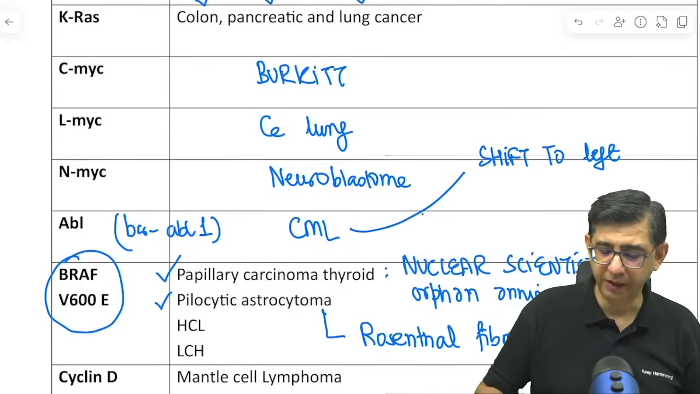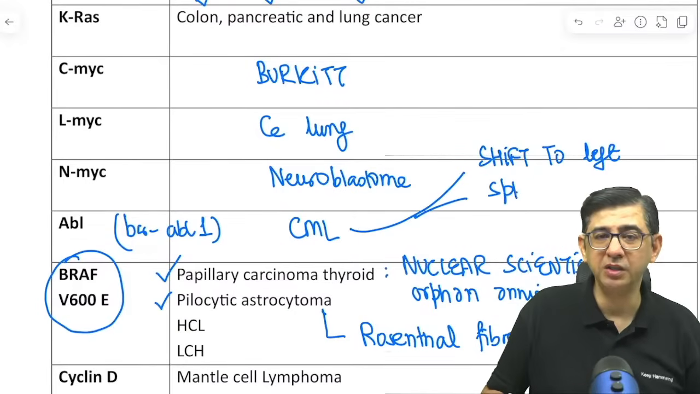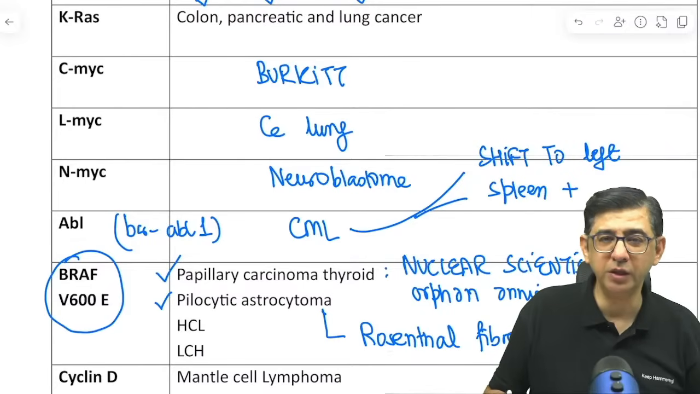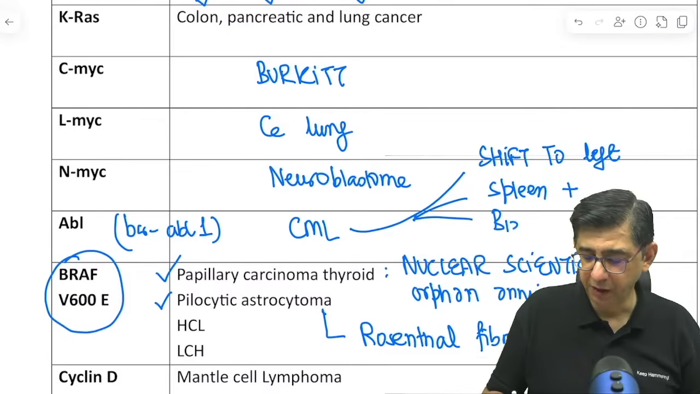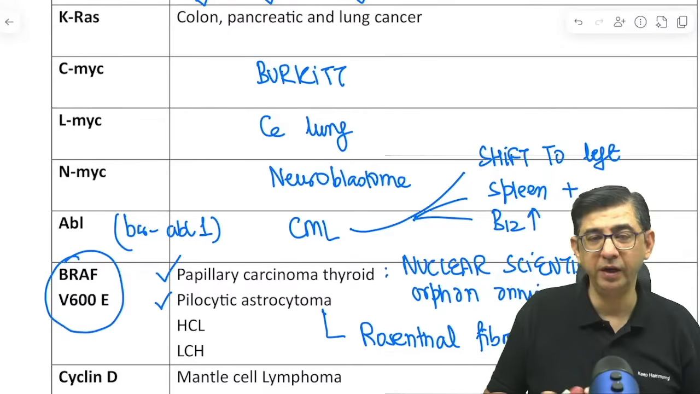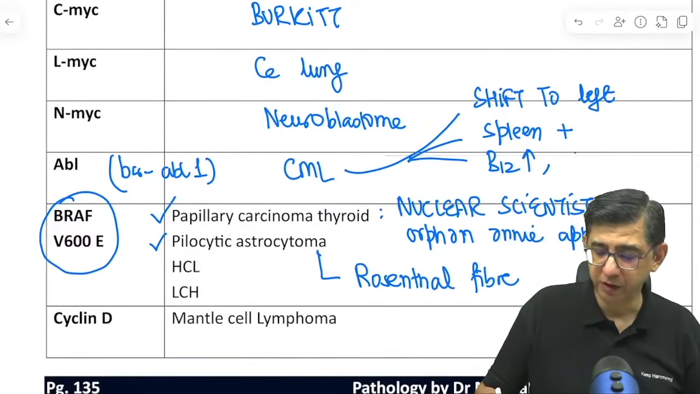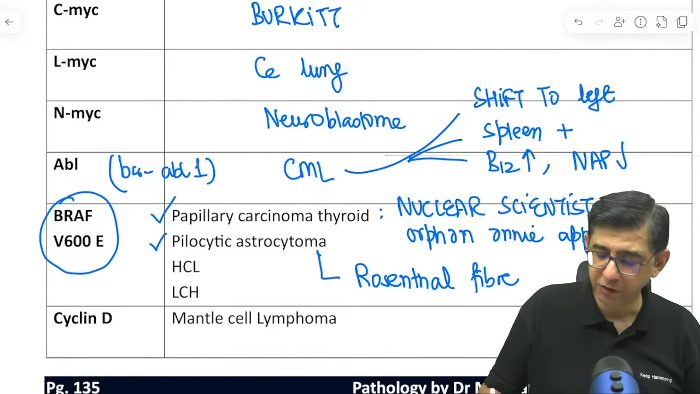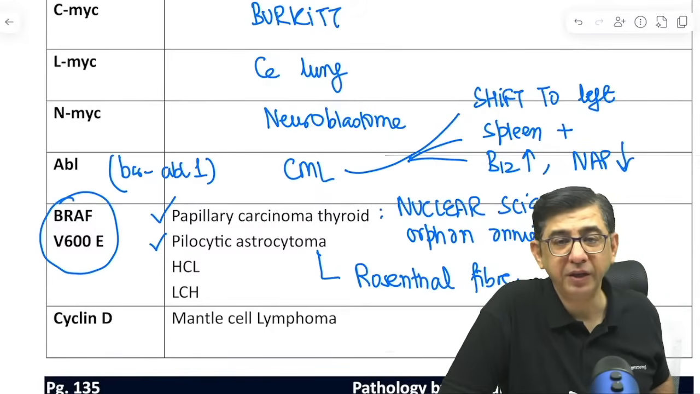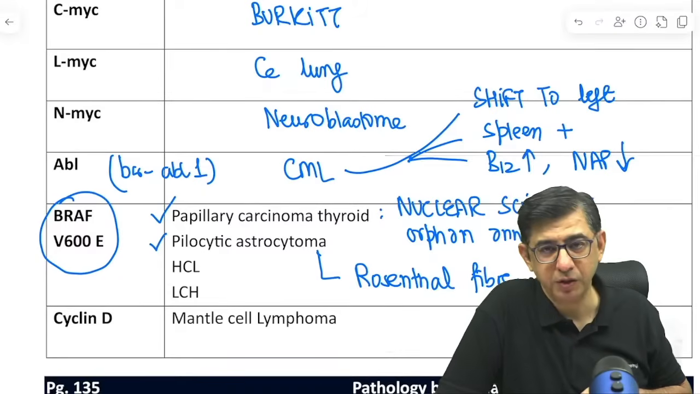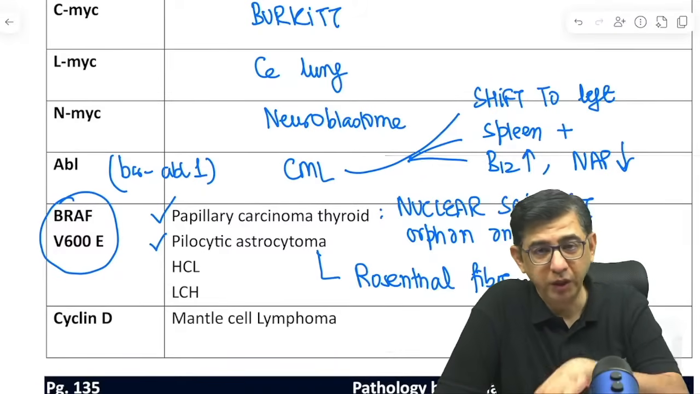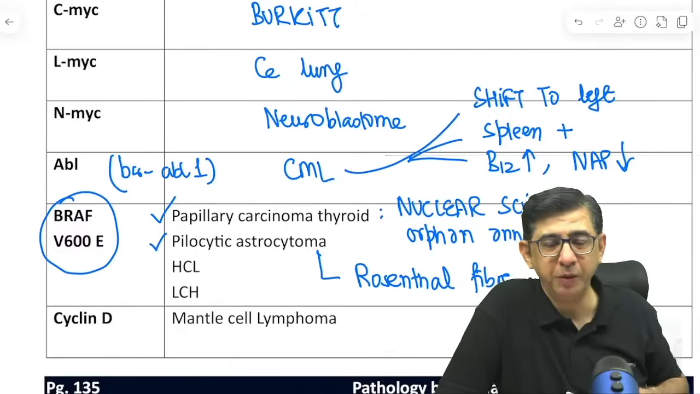And obviously the second hint in the question would be that the size of the spleen would be outrageously long, massive splenomegaly. Along with that, the question will mention vitamin B12 levels to be elevated and neutrophil alkaline phosphatase score to be low, because here the neutrophils are past their expiry date, they don't die. So the hints in chronic myeloid leukemia are pretty easy. In fact, the question works in reverse. He will give you all this information by himself.